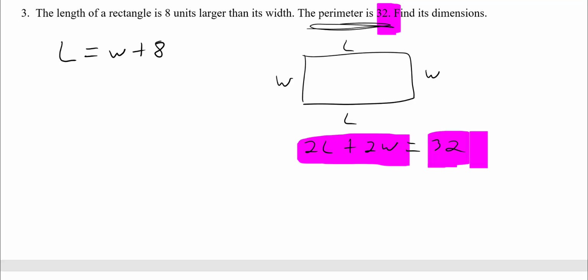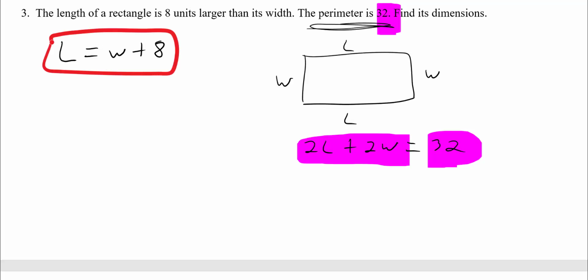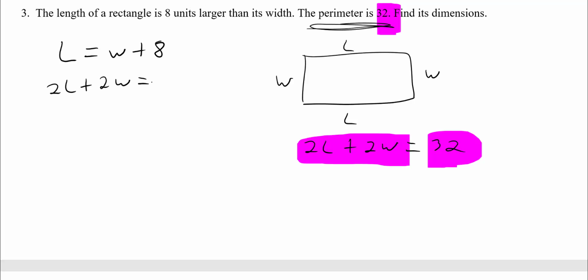That's 2L plus 2W. And then this one is not really always, but the length equals, in our case, W plus something. 10 units larger, W plus 10. 3 units larger, L is equal to W plus 3. Okay? So, let me get rid of this. There we go. Let me just write the equation out here. So length equals W plus 8, and 2L plus 2W is equal to 32.